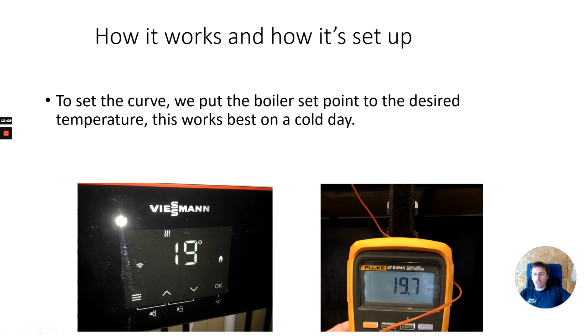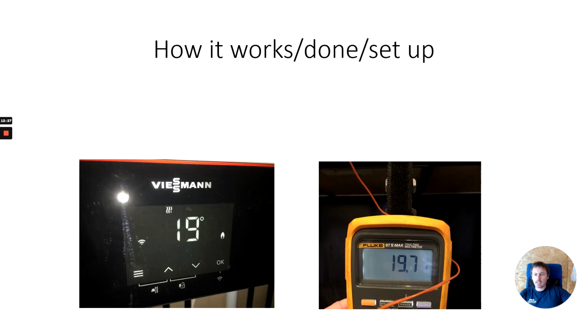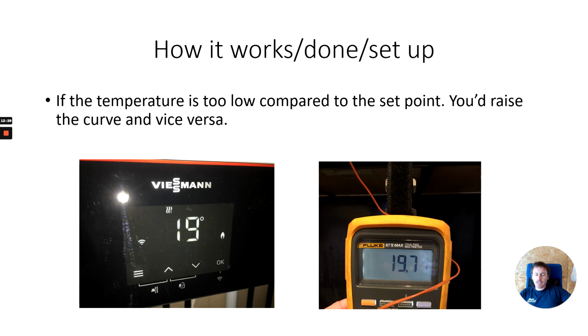Okay, so you can see here we've got a boiler at 19 degrees. What we've done is put a set point on our boiler to the desired room temperature. This works best on colder days, and then we just adjust the curve to the room temperature on the boiler app or the actual internal software of the boiler itself. So we're looking to match what you've asked for on the boiler to what the room temperature is at. If the temperature is too low compared to the set point, you'd raise the curve, and vice versa. If it's too high, you'd lower the curve.